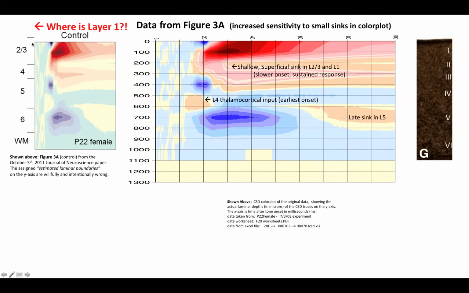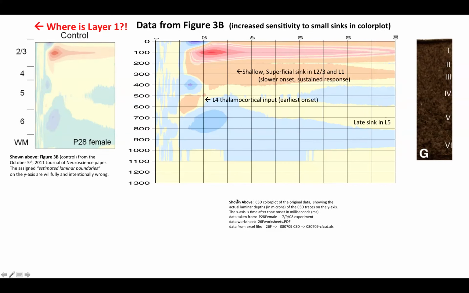And if you compare the original figure with the anatomy, you see that everything is mismatched. They put layer 6 where layer 5 should be, layer 5 where layer 4 should be, layer 4 where it's really layer 2, 3 at a depth of only 200 to 300 microns. They put layer 2, 3 where layer 1 is, and then they run out of space and just don't put layer 1 anywhere at all. It's really pretty wild.